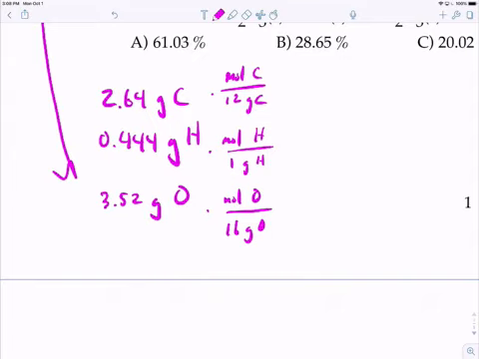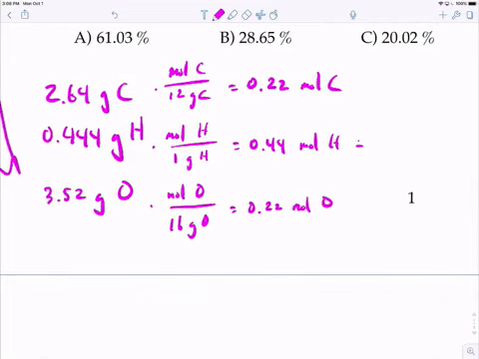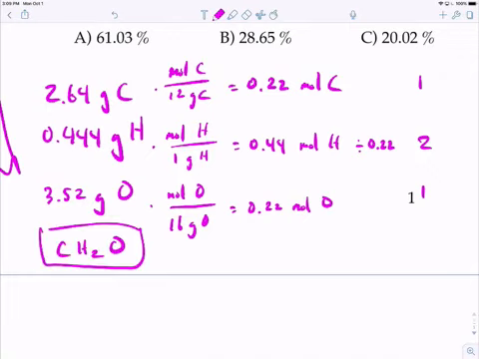Yeah, 2.64 divided by 12. This is 0.22. This is 0.44 mole hydrogen. I think this is 0.22 as well. 3.52 divided by 16. Yep, 0.22 moles oxygen. So now we divide by 0.22, and we get 1 to 2 to 1, or CH2O as the empirical formula.